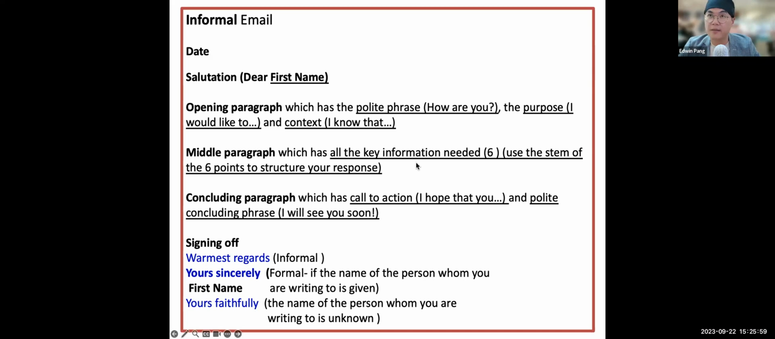The middle paragraph is again the same as formal, six content points. The concluding paragraph is the same as formal. The call to action, I hope that you, is the same.